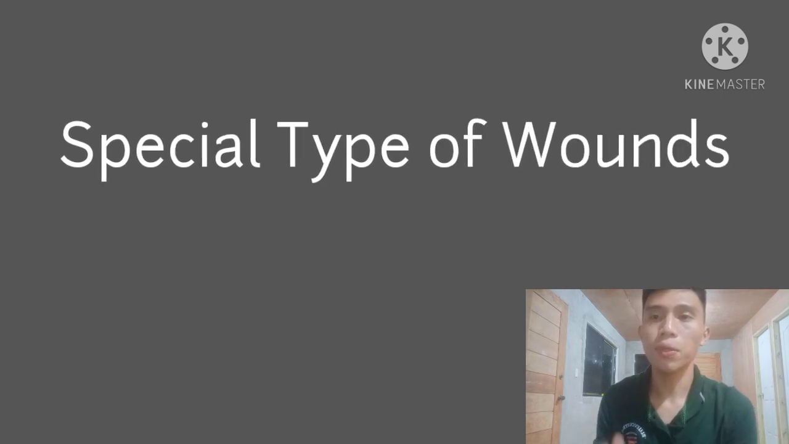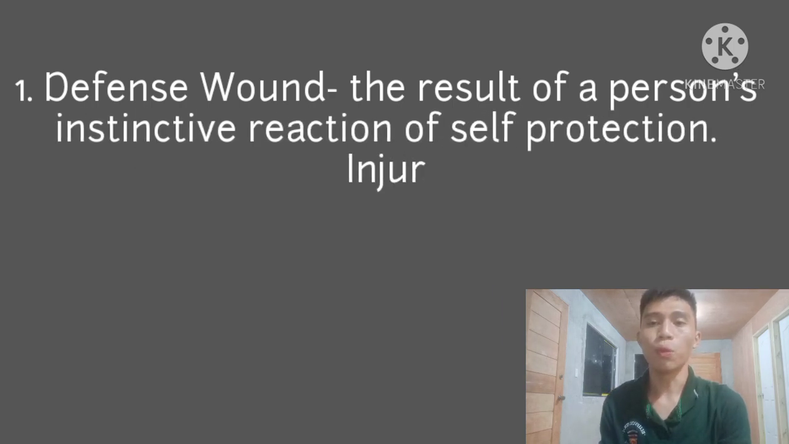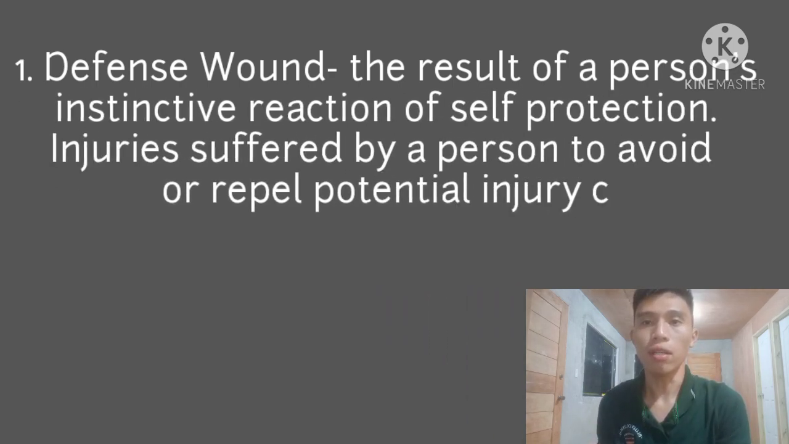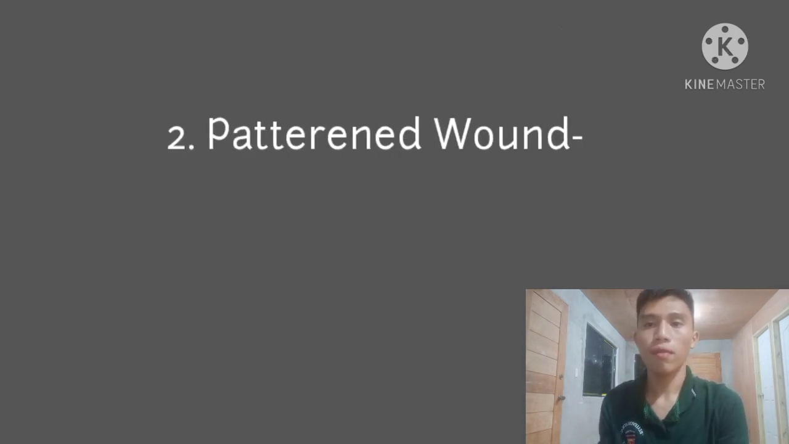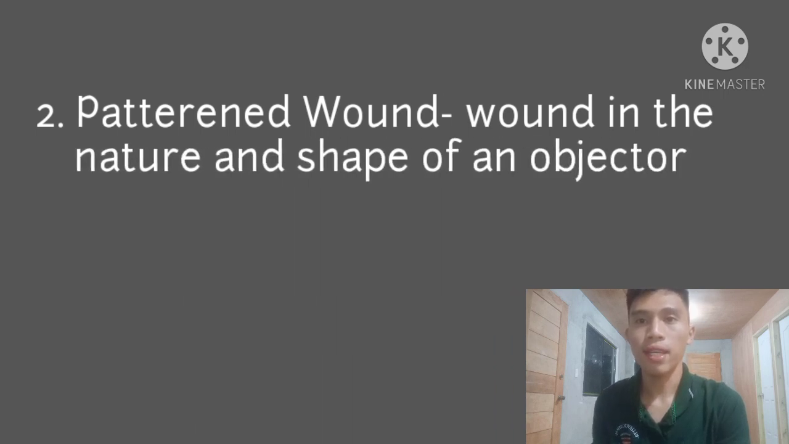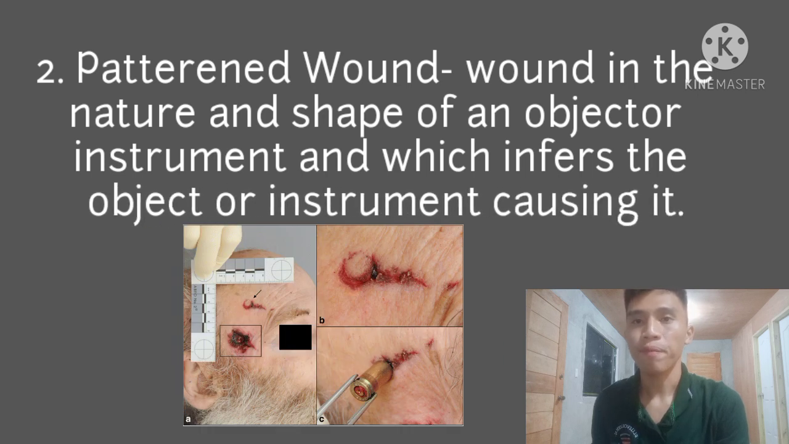And now we have also the special types of wounds. So we have defense wound and pattern wound. When we say defense wound, it is the result of a person's instinctive reaction of self-protection. So any injuries suffered by a person to avoid or repel potential injury contemplated by the aggressor. So that is the definition of the defense wound. We have also the pattern wound. It is a wound in the nature and shape of an object or instrument which infers the object or instrument causing it. So that is an example of the two special types of wounds.